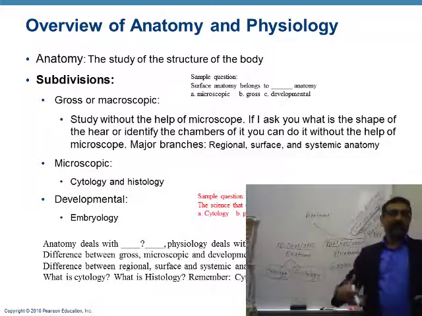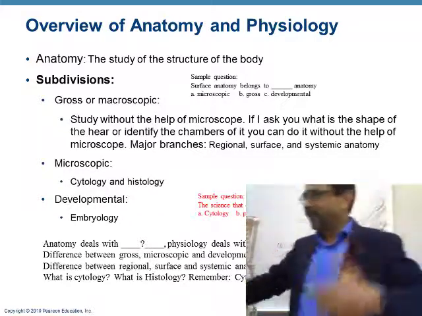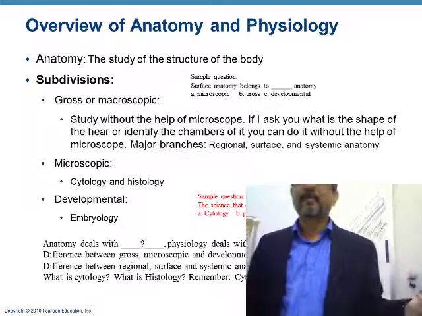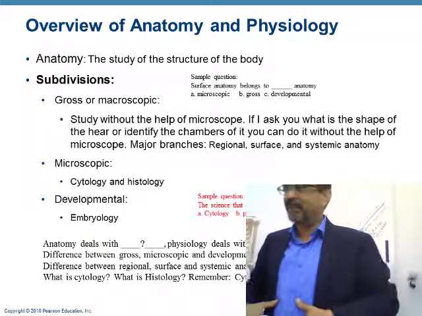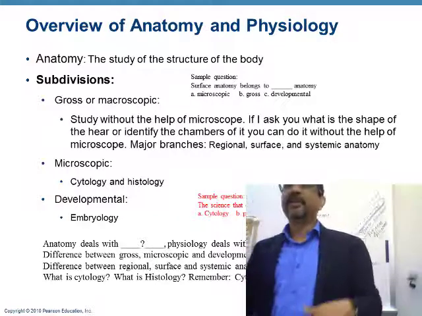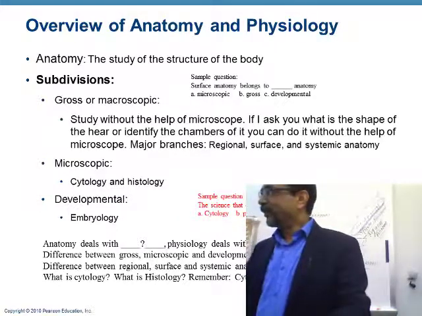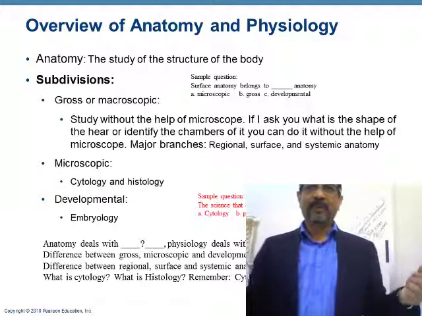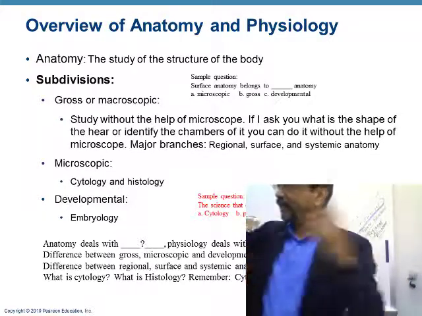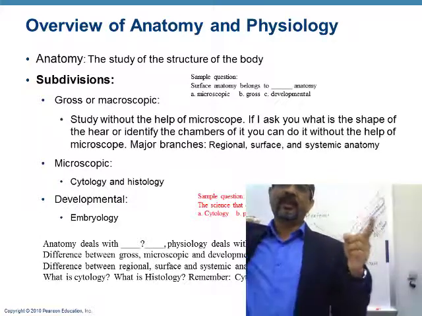Then the growth of the body continues, right? After embryology, the embryo becomes what? Fetus, right? Inside the mother's uterus. So embryo becomes fetus, and then fetus becomes infant, right? Comes out from the mother's uterus, and then growth continues, right? So that entire period is developmental anatomy.